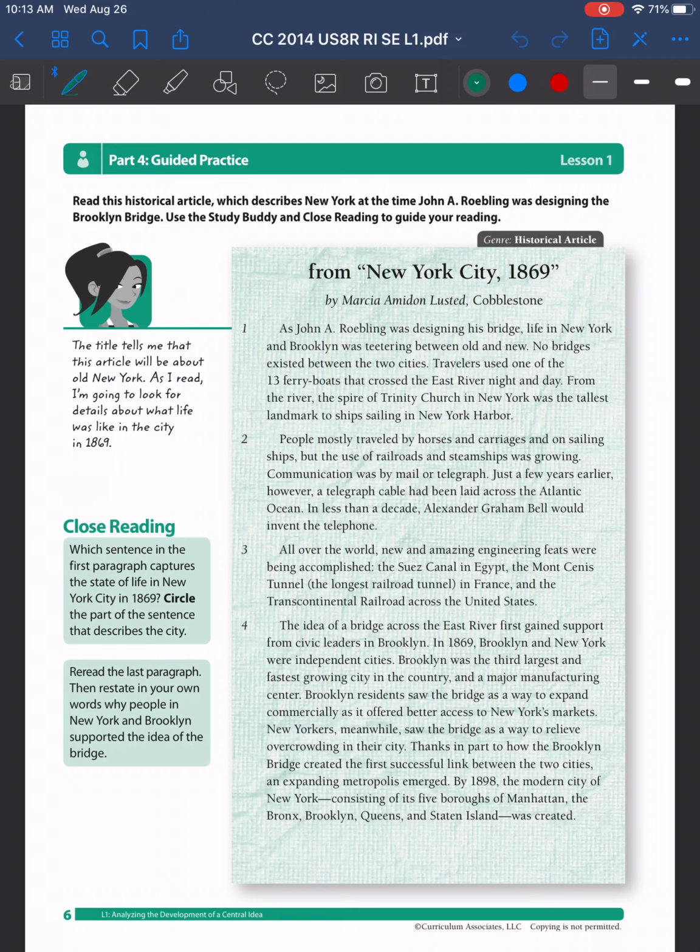Hi, 8th grade. We're going to go ahead and start on page 6 today. We're still continuing the idea of central idea and finding supporting details. So let's go ahead and get started.